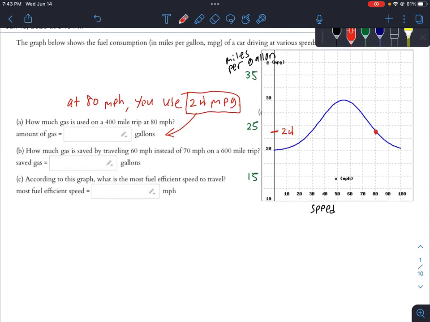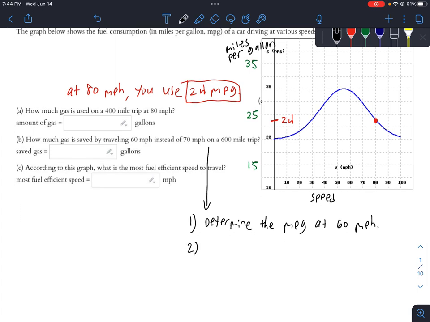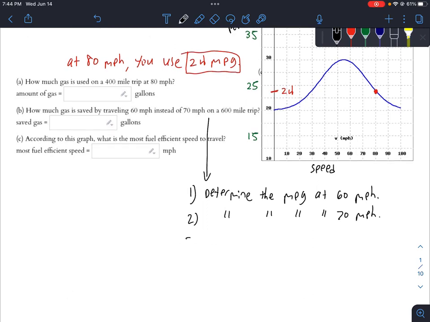Now to do part B, this is very similar. There are some steps you would do here. Step 1, you would determine the miles per gallon at 60 miles per hour, just like we did for part A. Same thing, but then at 70. And then you would do the same thing we did in A.